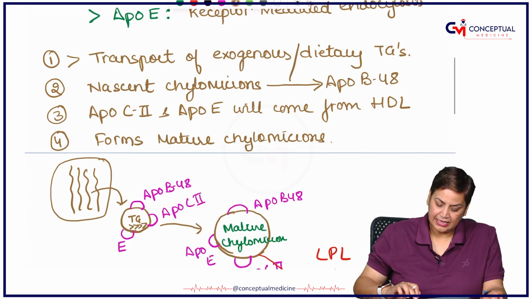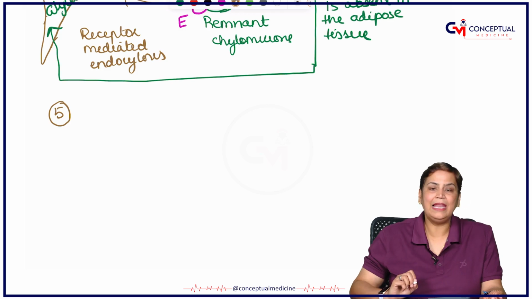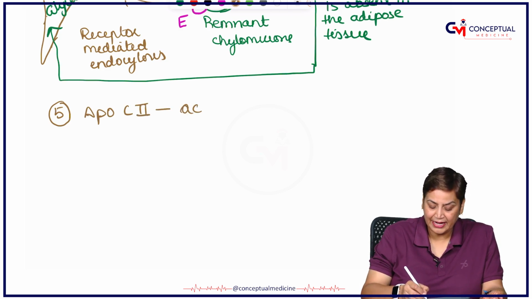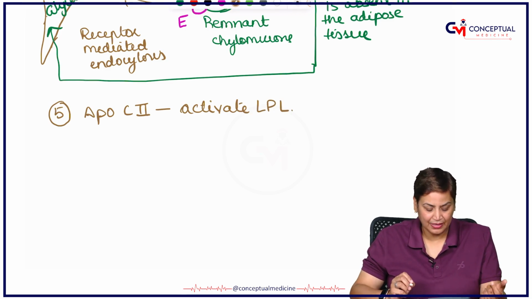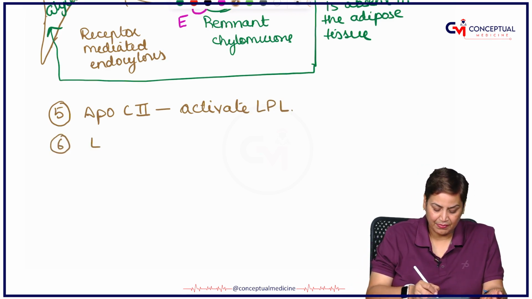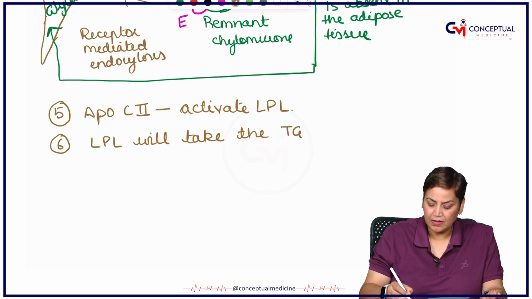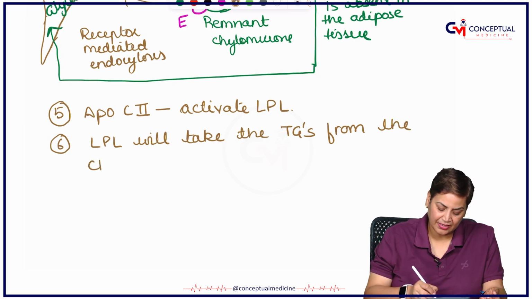Right. Then next step is, simply we can say the fifth step would be LPL is activated because Apo C-II is there. So Apo C-II is going to activate LPL. This is very important. The moment LPL is activated, LPL will take the TGs from the chylomicrons. They will just extract.